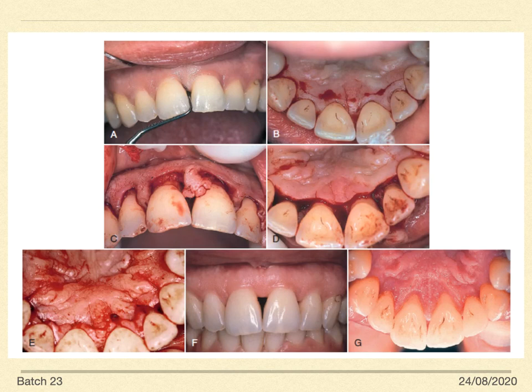So you can see a papilla preservation flap where the incision on the palatal aspect is given almost 5 mm away from the crest of the interdental papilla, and the papilla has been reflected onto the buccal flap. After proper cleaning and debridement, the flap is placed back and sutured.